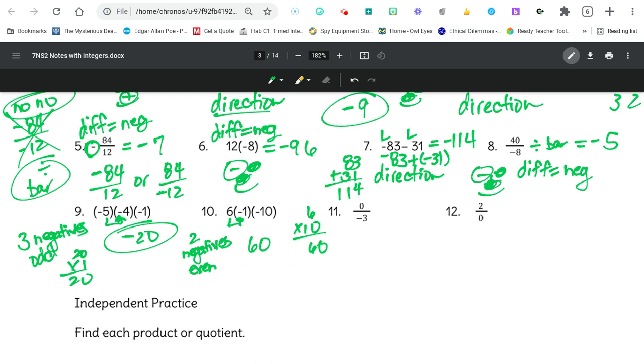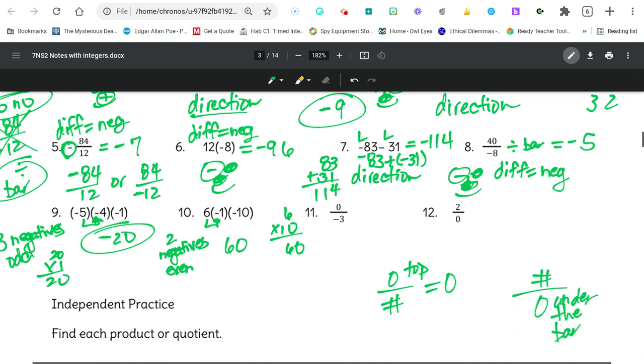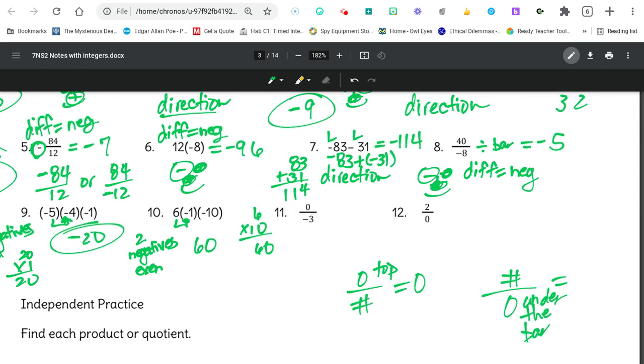All right, on number 11, you got to be careful. It has a 0. Anytime it has 0 in it, the answer is going to be 0 or undefined. If 0 is on top of the bar of any other number, you're going to end up with 0. If 0 is under the bar, you got some number on the top and you have 0 under the bar, you're going to end up with no answer. You can't take a group of something and divide it into nothing, like 0 groups. 0 groups doesn't exist. So that's what we call undefined.